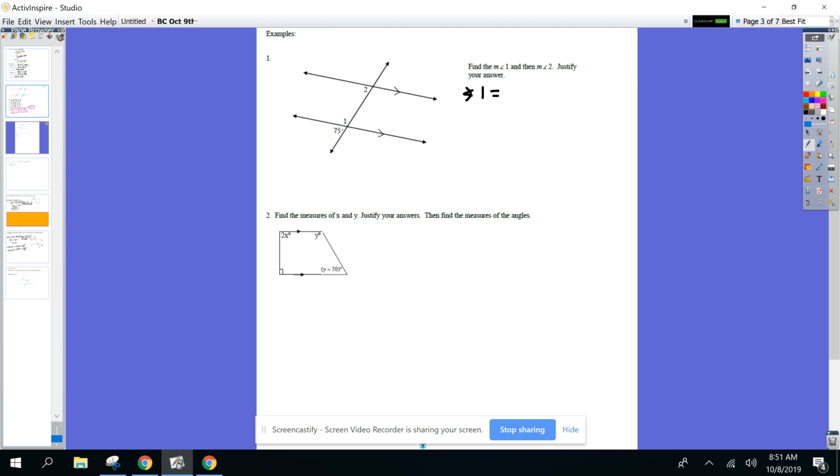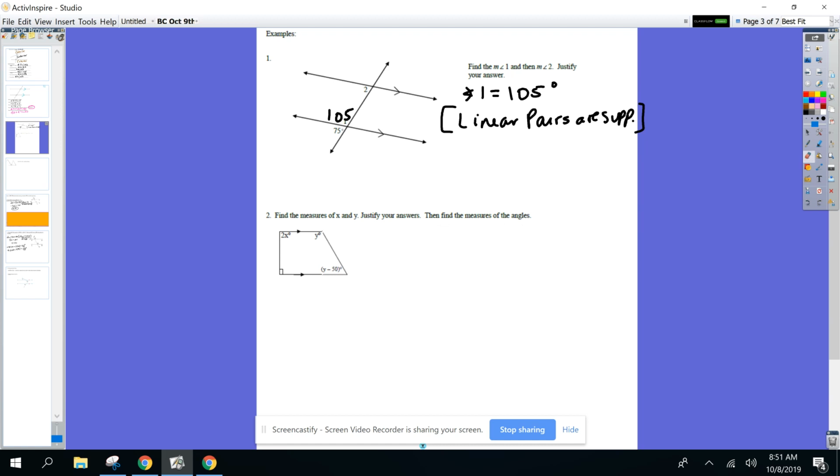Okay, I was asking. Okay, it did say justify. How do I know they're supplementary? Because they're what? Okay, so I would write as my justification, linear pairs are supplementary. Perfect, that's 105. Okay, now we could go a lot of different places to find angle 2.